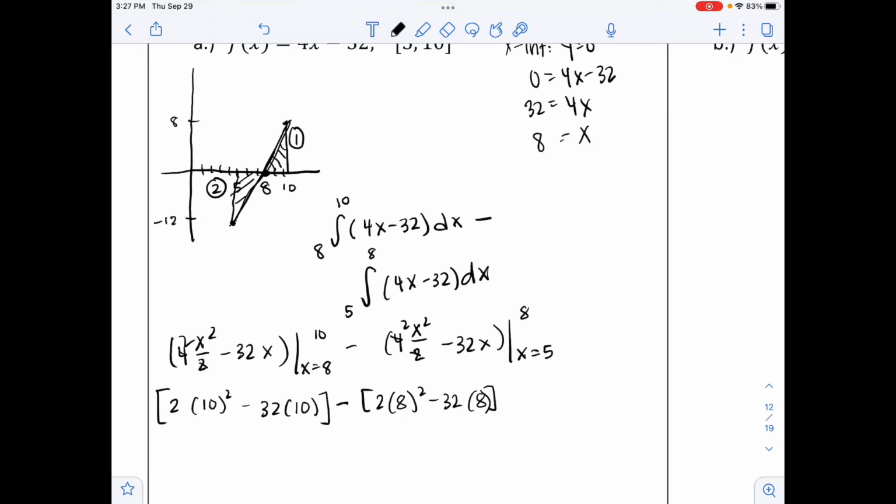And then I can also subtract and then substitute in 8. I'm going to have 2 times 8 squared minus 32 times 8, minus, and then substitute in 5. So we have 2 times 5 squared minus 32 times 5.